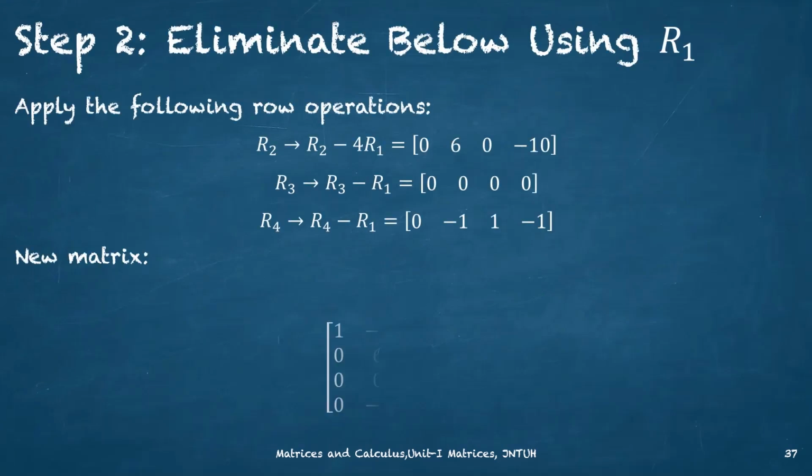Step 2. Eliminate below using R sub 1. Now in step 2, we use row 1 to eliminate the entries below the leading one in the first column. First we replace row 2 with row 2 minus 4 times row 1. This gives us the new row 2: 0, 6, 0, minus 10. Next we replace row 3 with row 3 minus row 1, which results in a row of all zeros, 0, 0, 0, 0. Then we update row 4 by subtracting row 1 from it. That gives us 0, minus 1, 1, minus 1. So the updated matrix becomes first row 1, minus 1, 0, 3, second row 0, 6, 0, minus 10, third row 0, 0, 0, 0, and fourth row 0, minus 1, 1, minus 1.